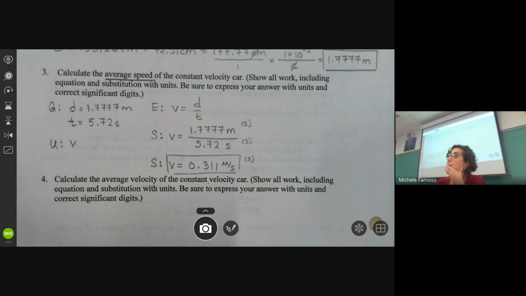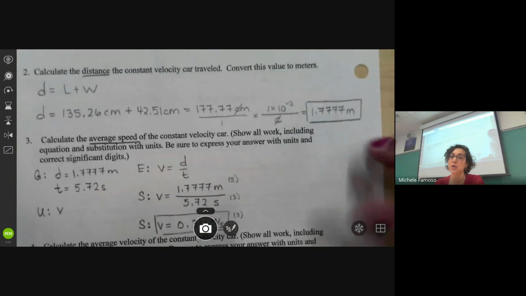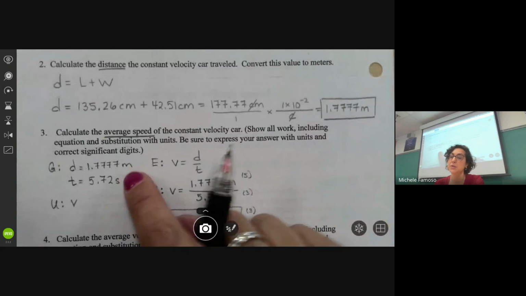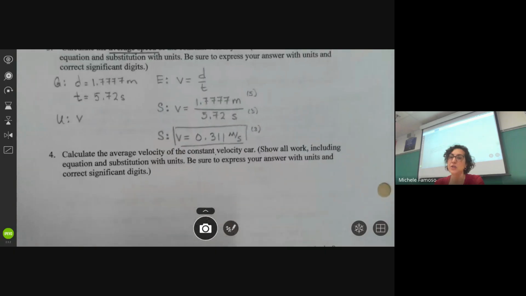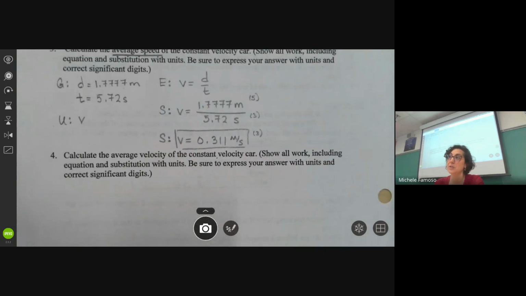I don't know if it's supposed to be in centimeters or meters. Well, your final answer, I told you to convert it to meters, so we're doing it in meters. If I don't ask you to do any conversions, you just do it with the units that you're given. You don't have to convert it.